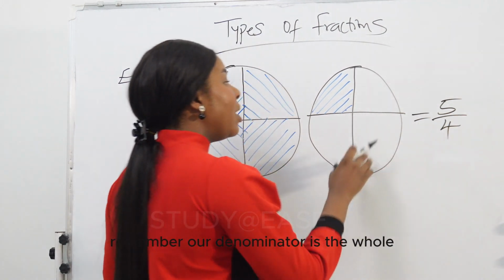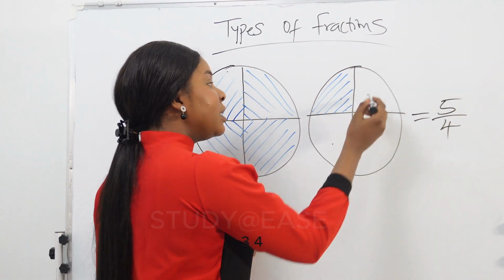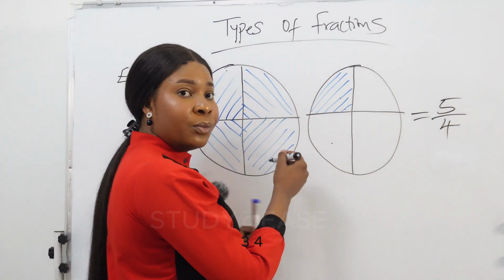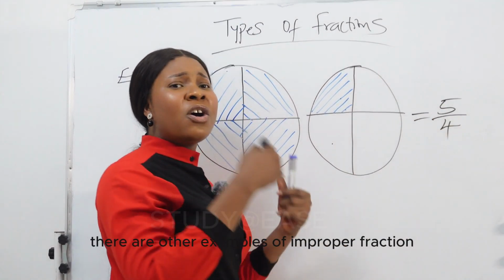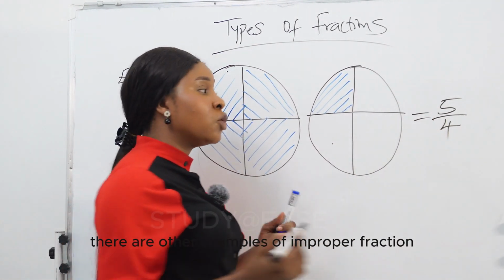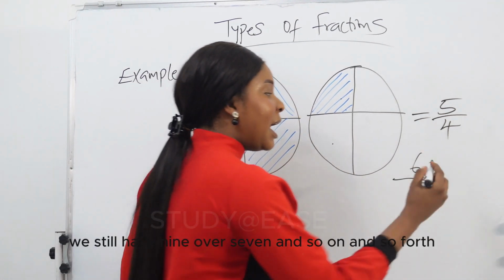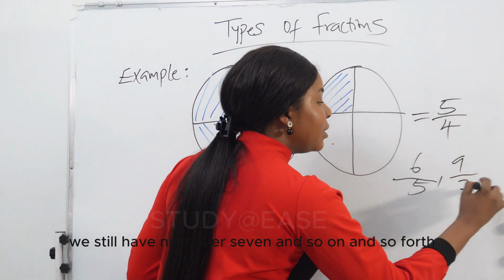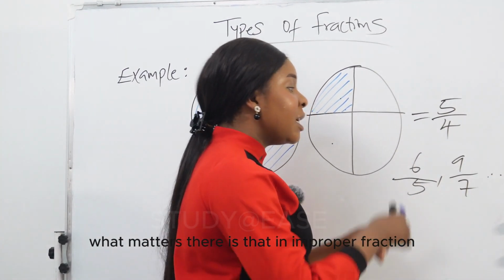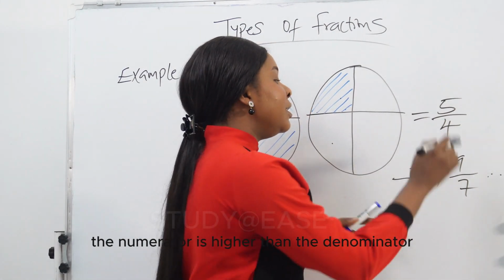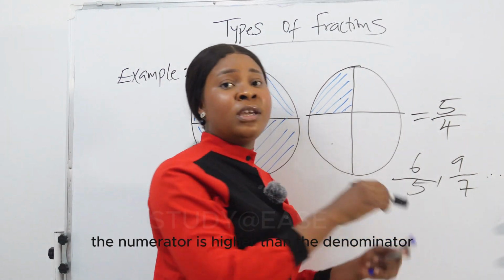5/4. Remember, our denominator is the whole. We are having 4 parts. 1, 2, 3, 4. So our answer here is 5/4. There are other examples of improper fraction like the 6/5. We still have 9/7 and so on and so forth. What matters there is that in improper fraction, the numerator is higher than the denominator.